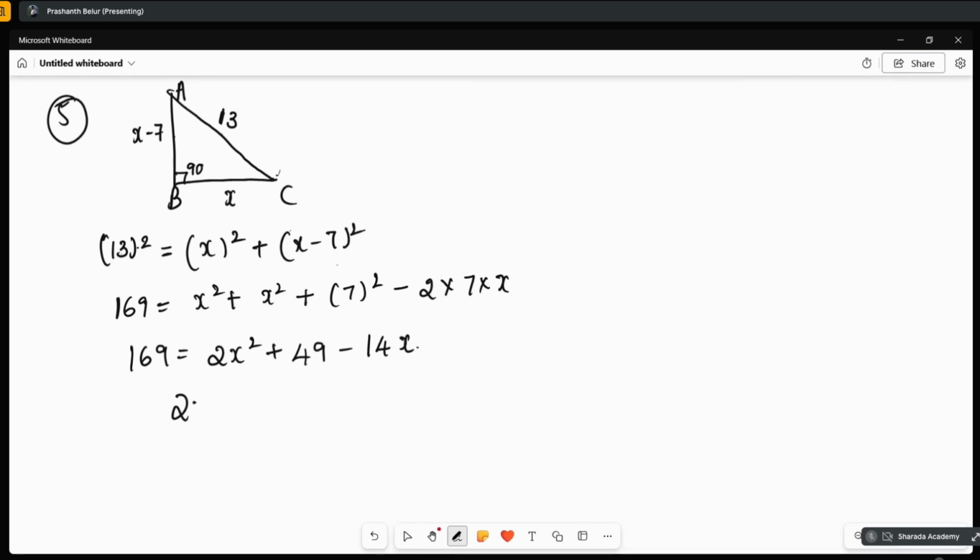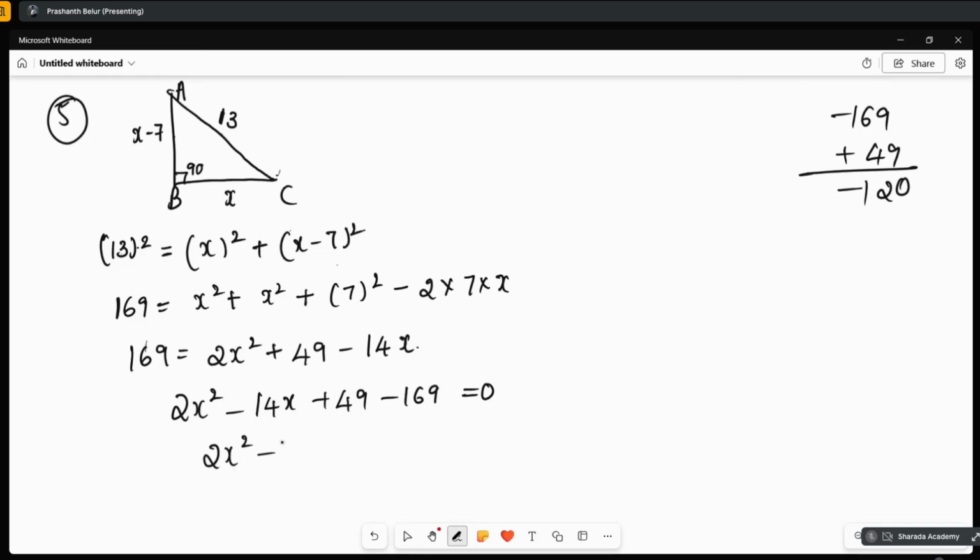So 2x square minus 14x plus 49 minus 169 is equal to 0, because 169 I am shifting. Only the sign of that you should change. So minus 169 plus 49. One minus, other plus, do the subtraction, put the sign of the bigger number. So it is minus 120. 2x square minus 14x minus 120 is equal to 0. You can factorize this only. To simplify, I will divide by 2.